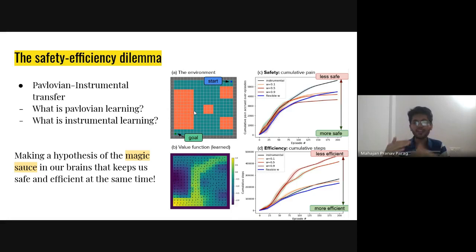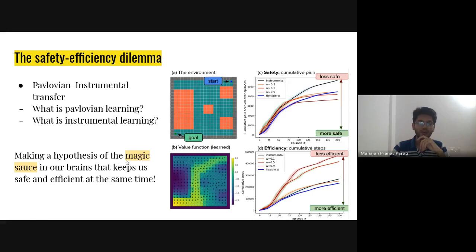So there's some sort of arbitration happening between the two systems, and we tried different settings. If you have a fixed high value of the Pavlovian system, it increases safety in all these ways, but it comes at the cost of efficiency. That's what we showed in the simple examples.